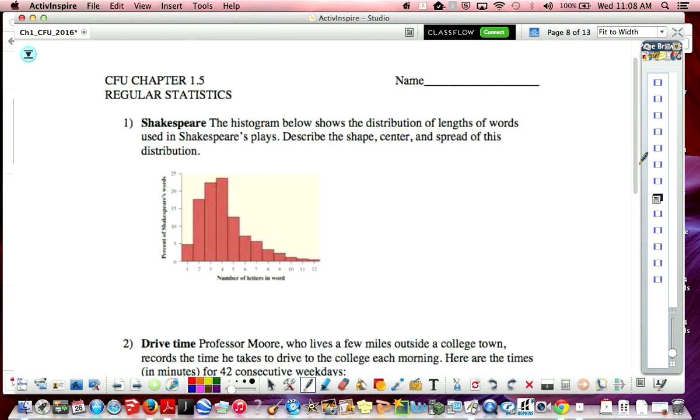So it says here, Shakespeare. The histogram below shows the distribution of lengths of words used in Shakespeare plays. Describe the shape and center and spread of this distribution. So the number of words used. First thing I always like to do is kind of draw a curve over it. Kind of gives me an idea of what it started to look like.